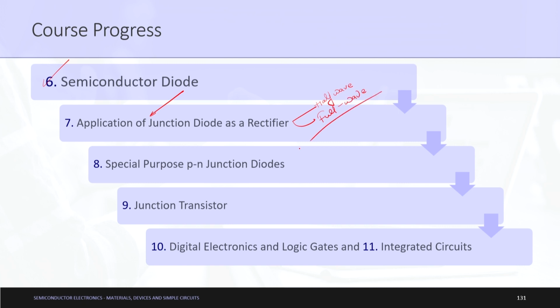Then we can move on to special purpose PN junction diodes, the junction transistor, and finally the topic of digital electronics, logic gates and integrated circuits. Integrated circuits is a small concept, though it may take time; logic gates is a different, new concept for you, so it will be a long topic.